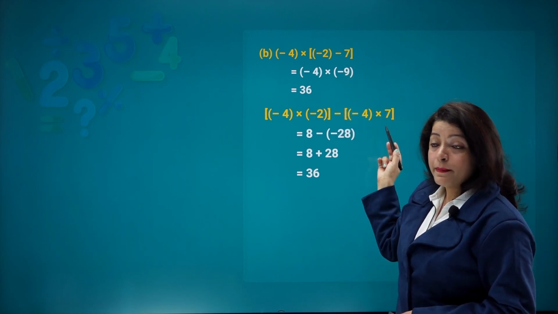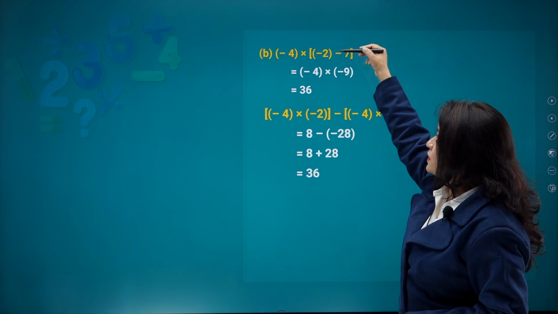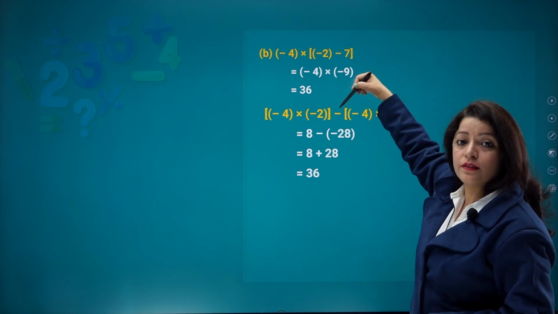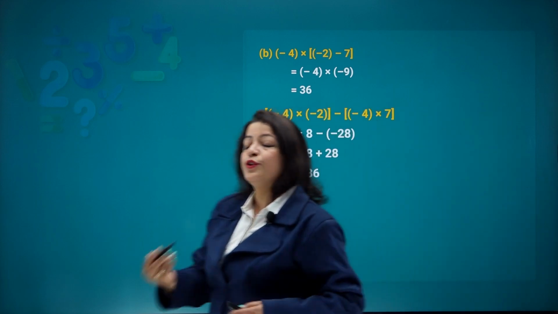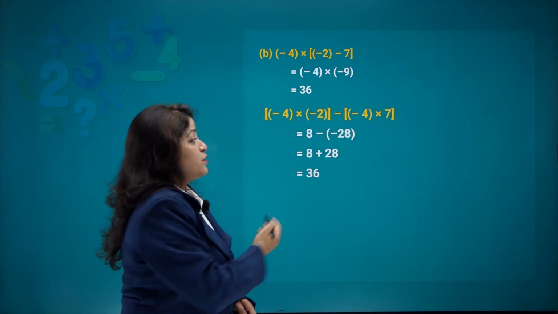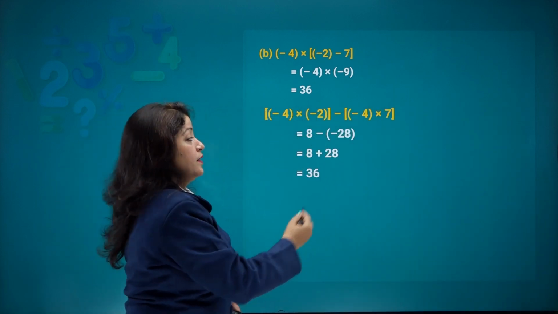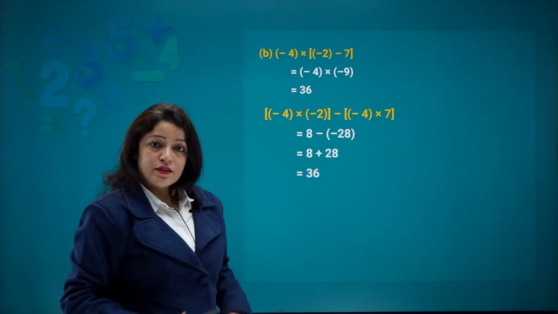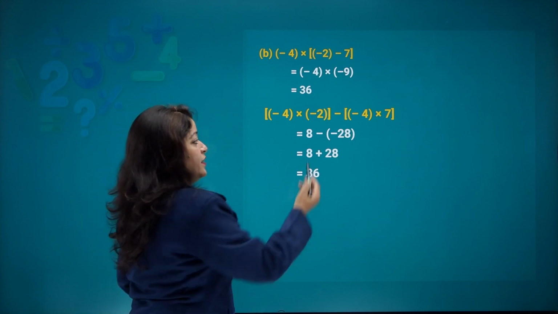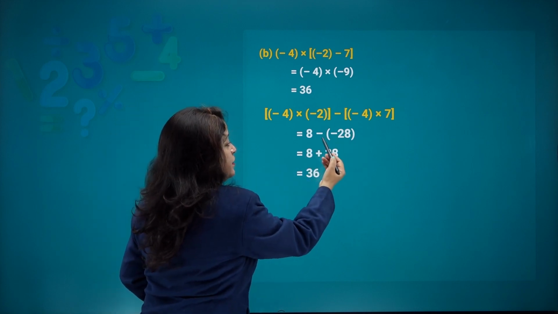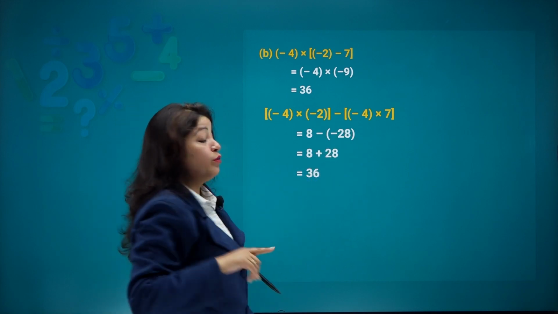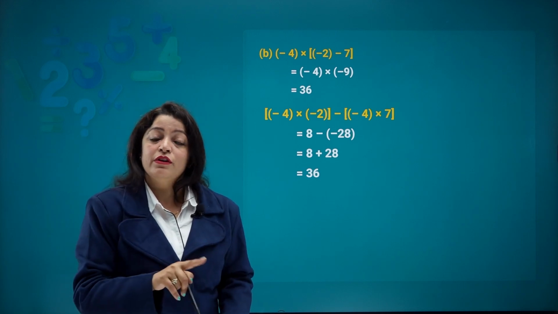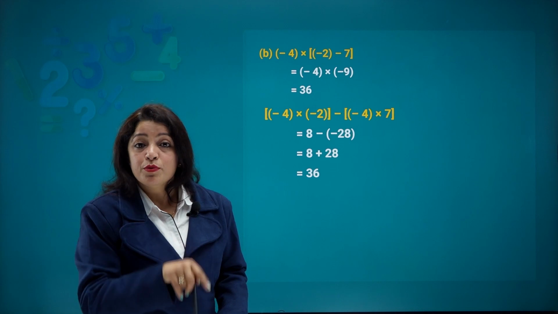Remember, the minus sign, whatever is here, will remain in between the two brackets, right? So you can relate it like this: minus 4 times minus 2 is 8, then minus, and when you multiply these two you get minus 28, and then again open the bracket. So if there is a minus sign before a bracket, what we have already discussed, the sign of the numbers inside the bracket will be changed. You will write the opposite.